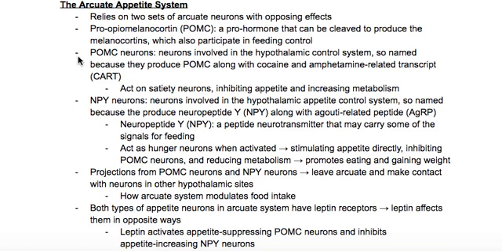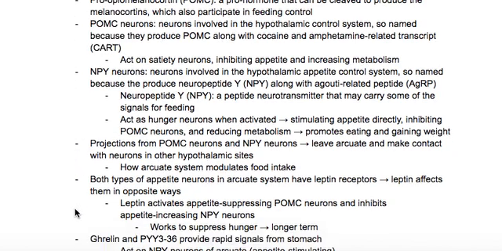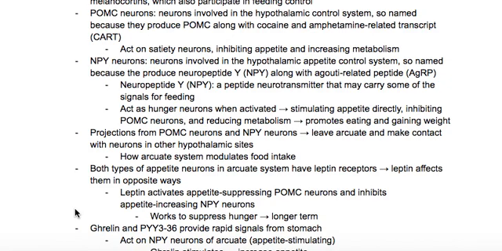In opposition to these POMC neurons, there's MPY neurons, which mostly act as hunger neurons when activated, and they stimulate appetite directly, inhibiting POMC neurons and reduce metabolism to promote eating and gaining weight. Projections from the POMC neurons and the MPY neurons leave the archaea and make contact with neurons in other hypothalamic sites. This is how the archaic system modulates food intake.